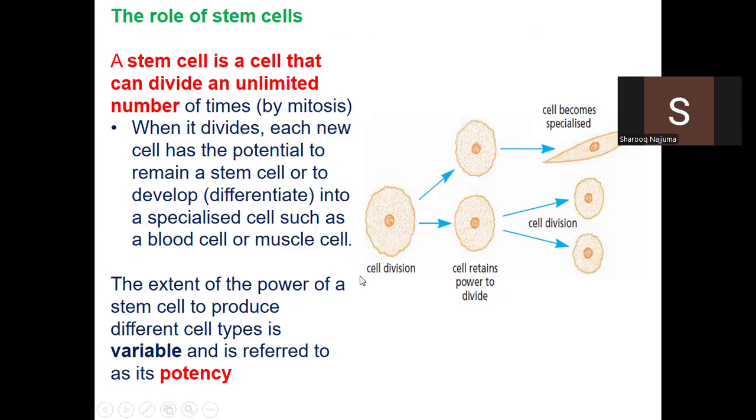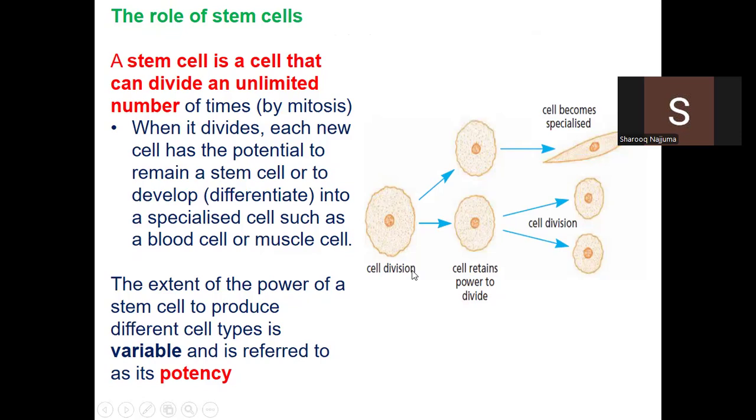Like here they are showing us we have one cell. We are referring to it as a stem cell. Why? Because it's able to divide and form other cells. Now, some of the cells that have been formed can decide to specialize and take up special roles. Or they can remain stem cells and just continue dividing.